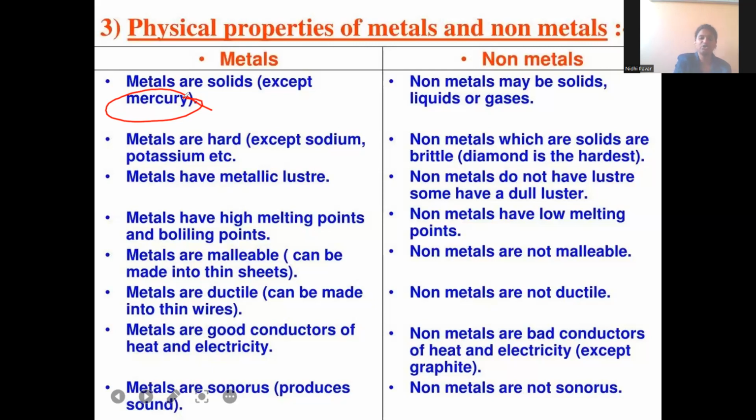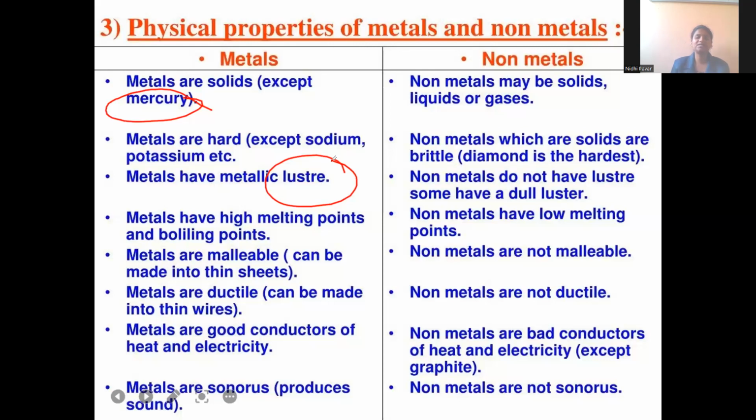Metals have metallic luster. Luster means what? Shining property. They will have a shining surface. Next, metals have high melting point and boiling point. We know that melting point means the temperature at which the substance melts, converting from solid into liquid. So that temperature is called melting point. Boiling point means the temperature at which liquid converts into gas. That is boiling point. So metals have high boiling point and melting point.